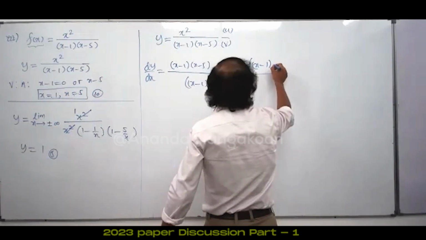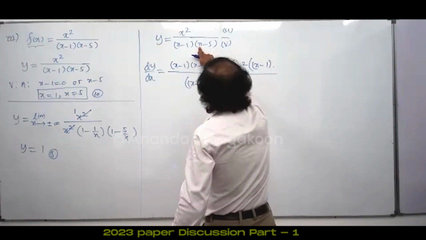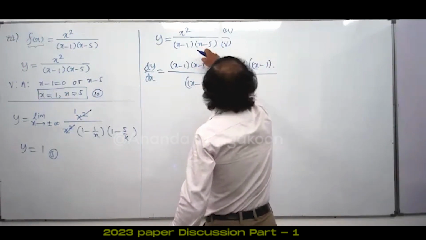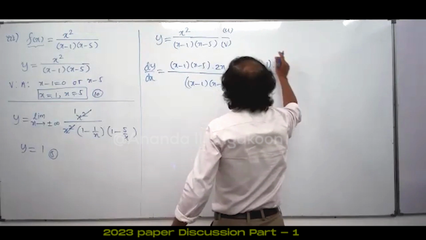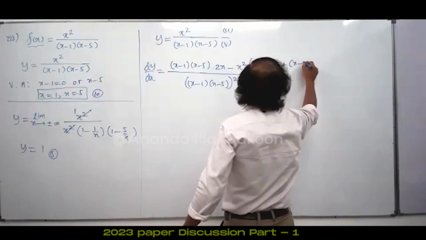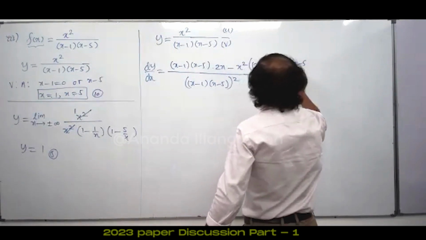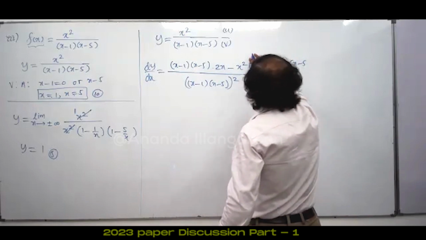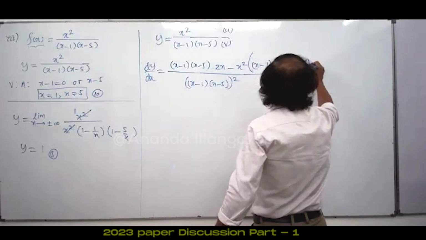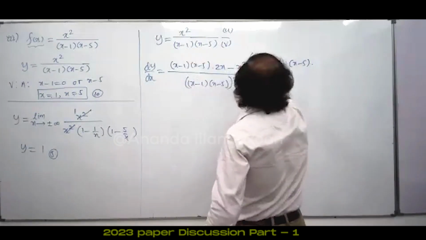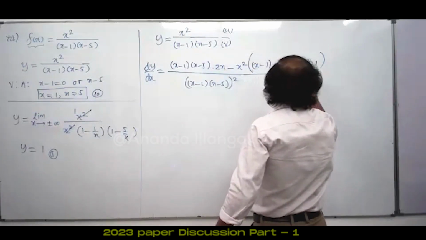It is multiplied by the derivative of this. The derivative of x is 1, 5 is a constant so 0, therefore 1. Plus, keep x minus 5. Right? Keep x minus 5, and multiply that by the derivative of x minus 1, which is 1. We get something like this.